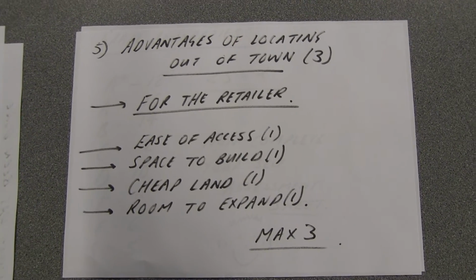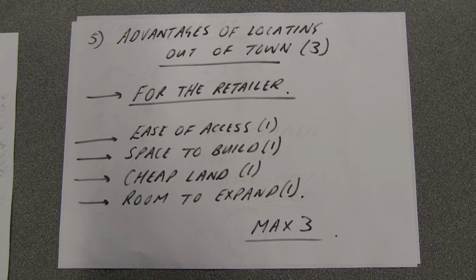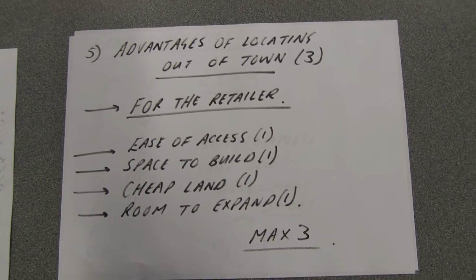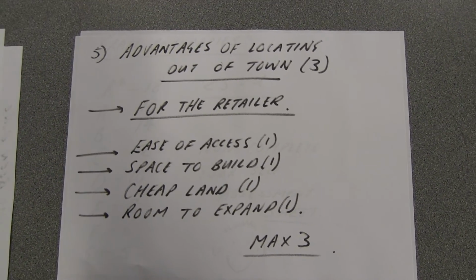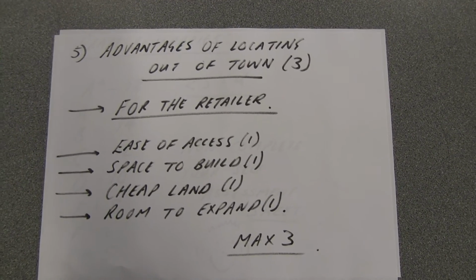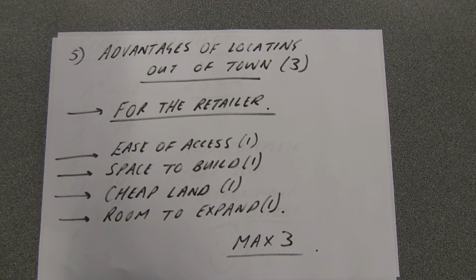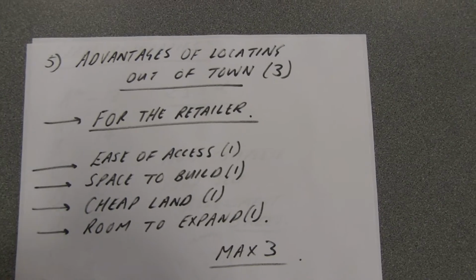So 4 examples of things that you could have put: easy access or good transport links, that would have got you a mark. More space to be able to build. Greenfield land is much, much cheaper. There's room to expand. And if you'd have got 3 of those, you would have picked up those 3 marks.